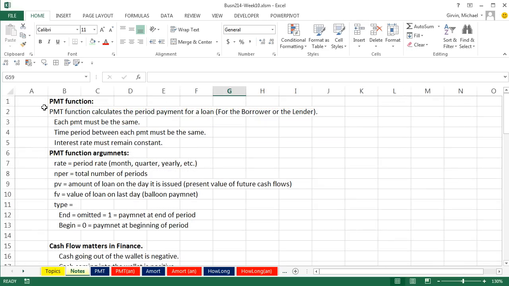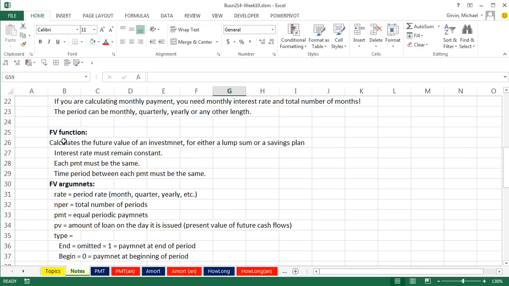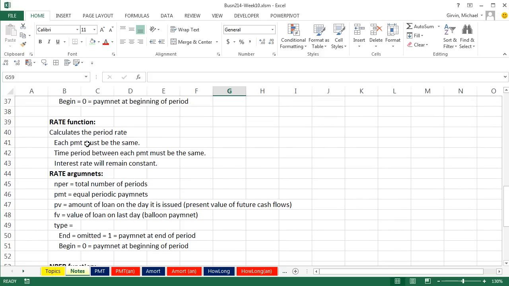Now we're going to talk about the PMT function, and that calculates the amount of your payment on a loan and other periodic payments. We'll also talk about the future value function. That tells you how much, if you put some money in a bank or you have a savings plan, how much you'll have later in the future. We'll also talk about the rate function. That calculates your interest rate for a period.